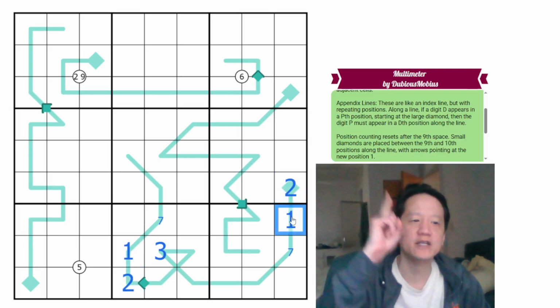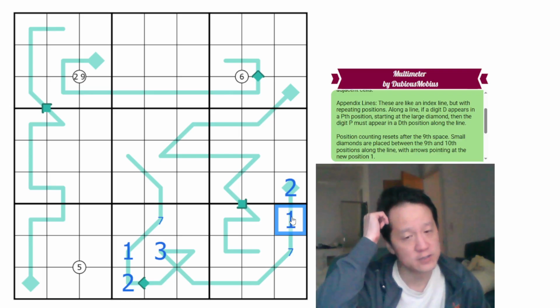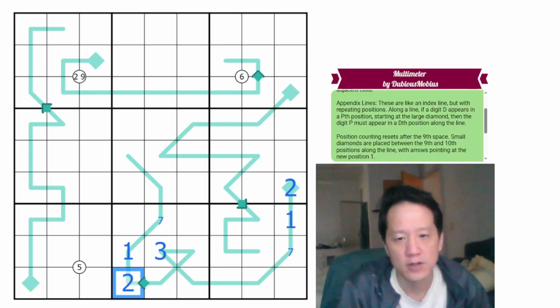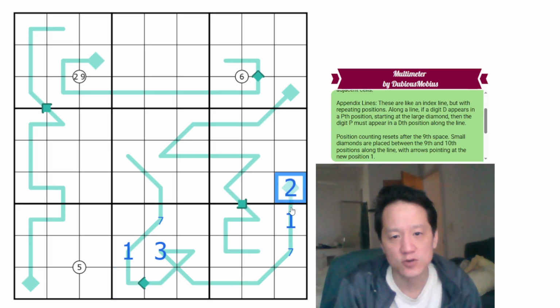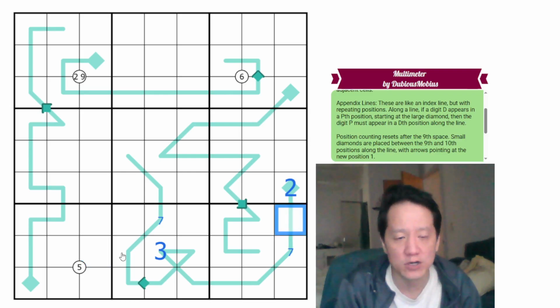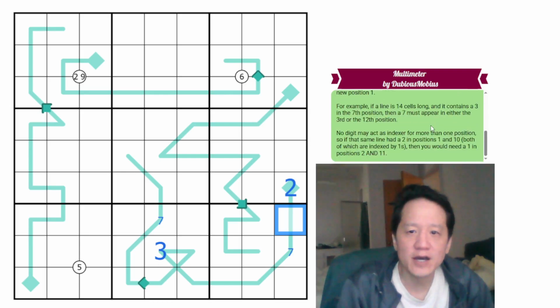So it can only index one specific digit, right? So if you only had a 2 here in, say, the first one, then only one of these has to be a 1, because only one can index the first one. But either one of these could, right? So that's how appendix lines work. I hope those examples were clear.